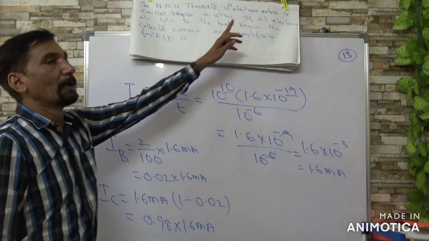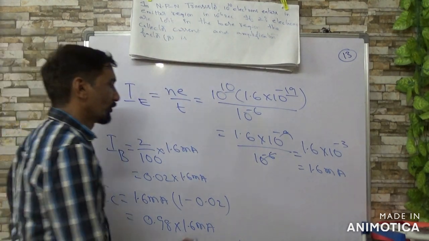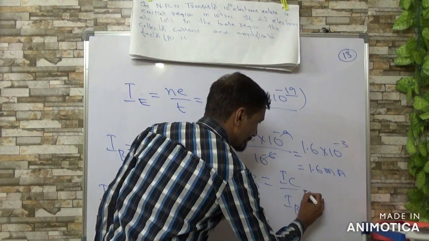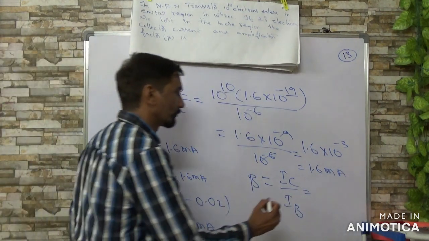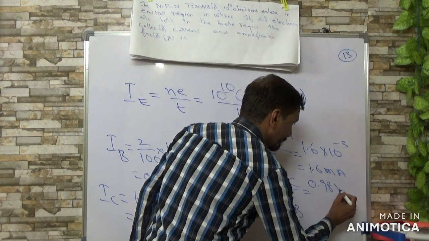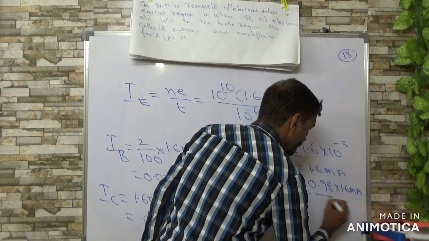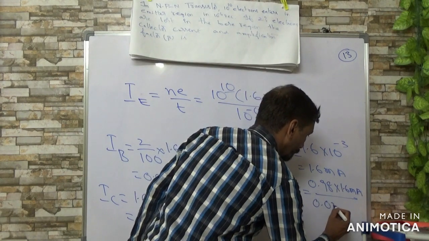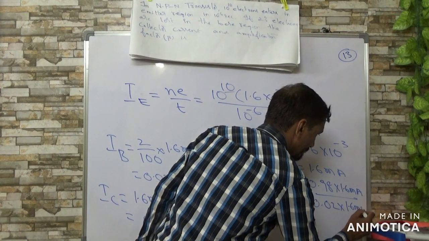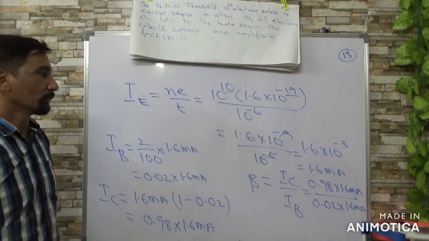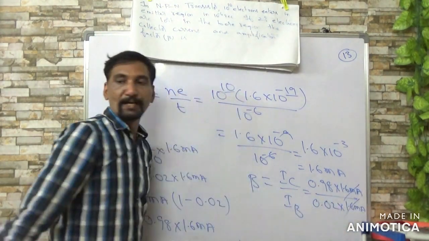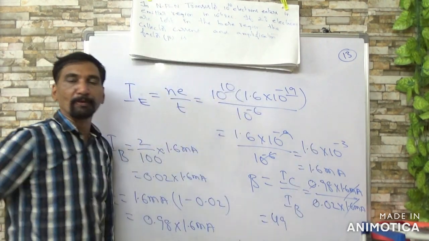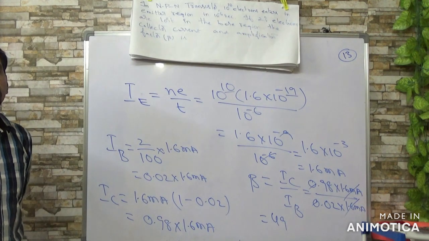So you want to find amplification factor beta. Beta is always greater than 1, so collector by base. Collector 0.98 into 1.6 milliamp by base 0.02 into 1.6 milliamp. Okay, so these two are cancelled. Now, points cancelled, so 49. Amplification factor is 49.